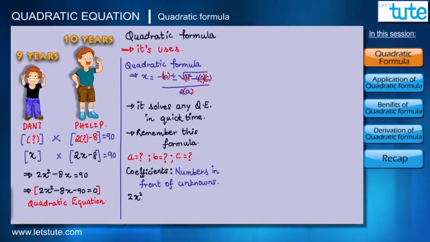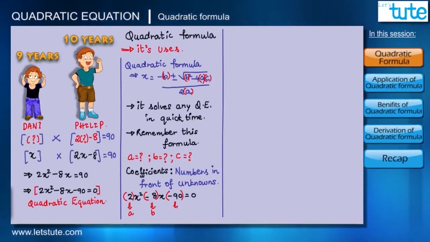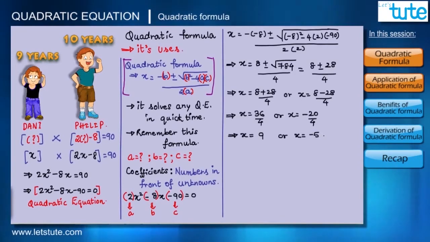So in the equation 2x square minus 8x minus 90 equal to 0, the coefficient of x square is 2. So let's take it as a, and the coefficient of x is minus 8. So we take it as b, and the constant minus 90 is taken as c. So after putting these values of a, b and c in the quadratic formula, we get two values for x, 9 and minus 5. But x is the age of Danny, which cannot be negative. So we will not take the value minus 5. But we'll surely take the value of x as 9.